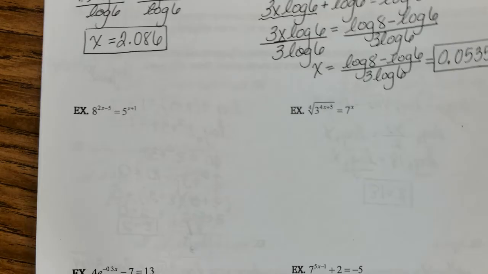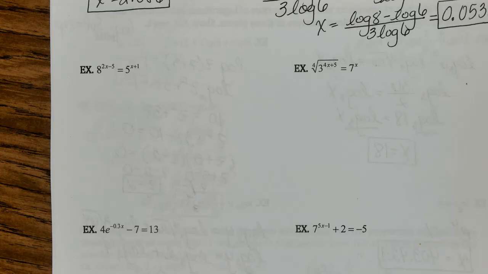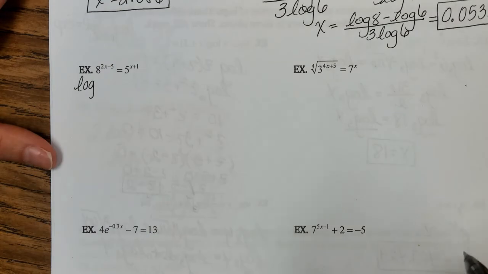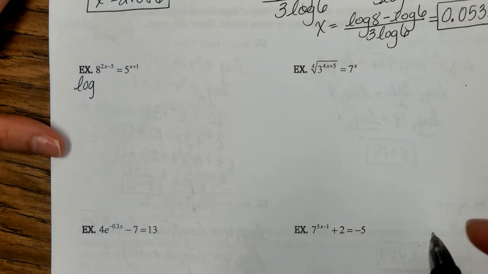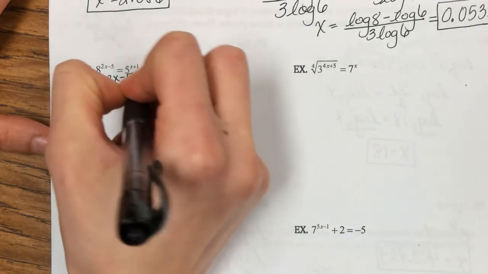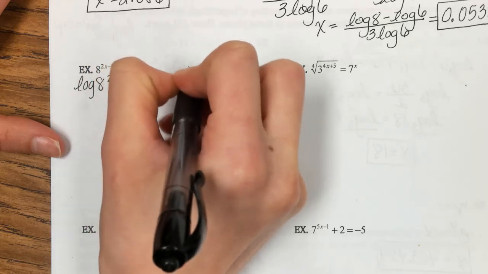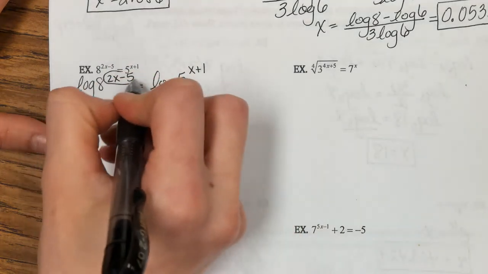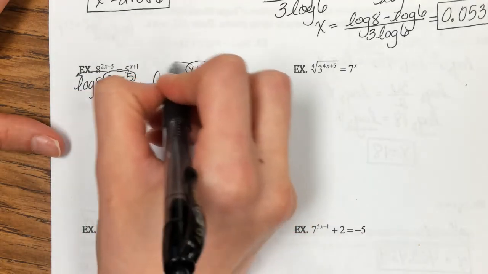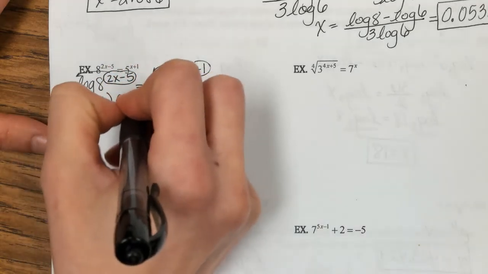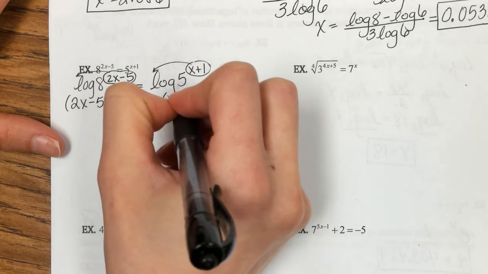So if I have 8 raised to the 2x minus 5 equals 5 to the x plus 1, I'm going to take the log. If you write big, do not write big here, okay? So log of 8 to the 2x minus 5 equals log of 5 to the x plus 1. So I'm going to take both of those exponents, bring them to the front. So I'm going to have 2x minus 5 times log 8 equals x plus 1 times log 5.